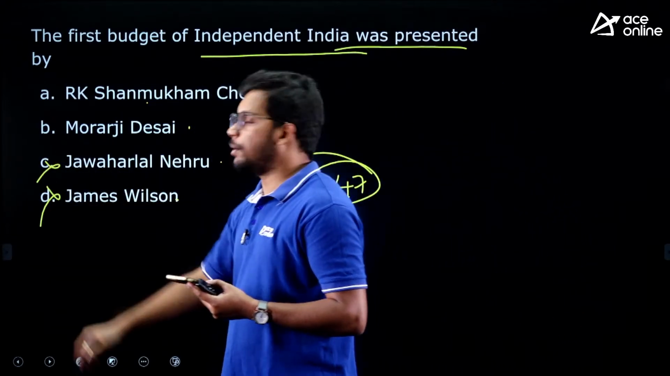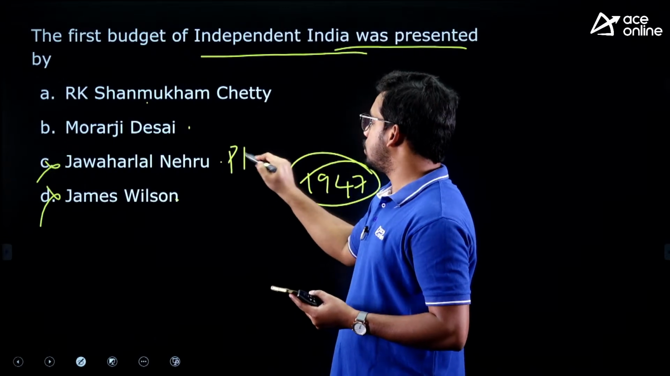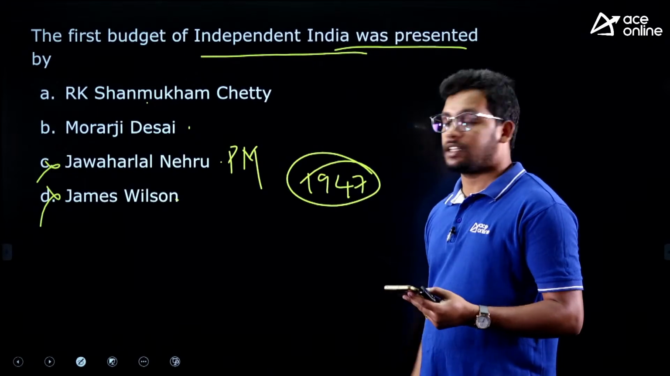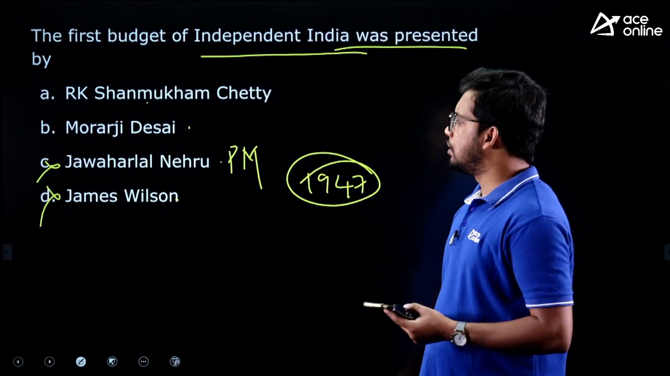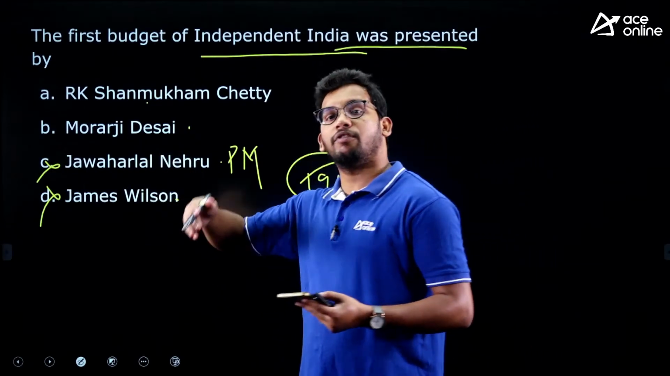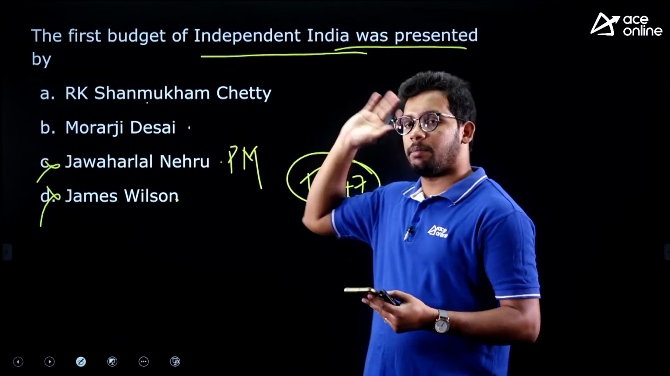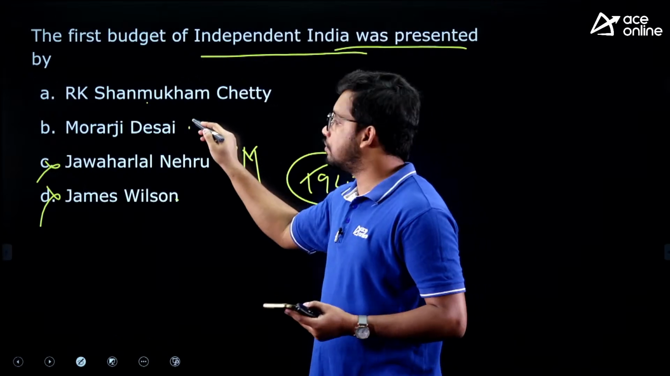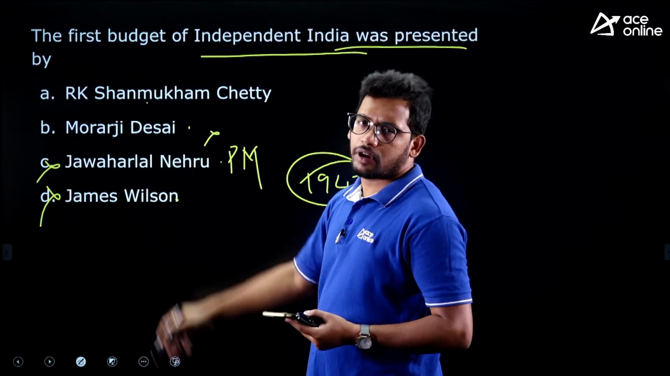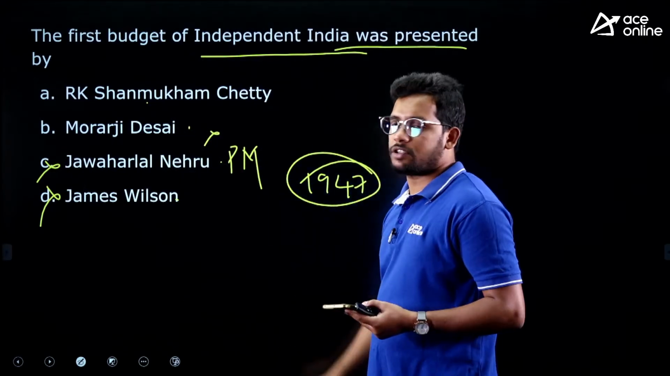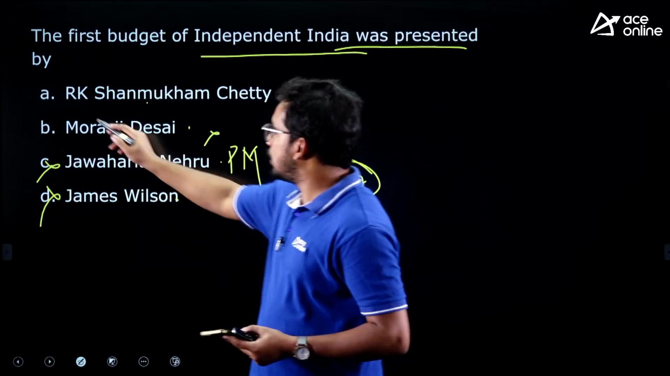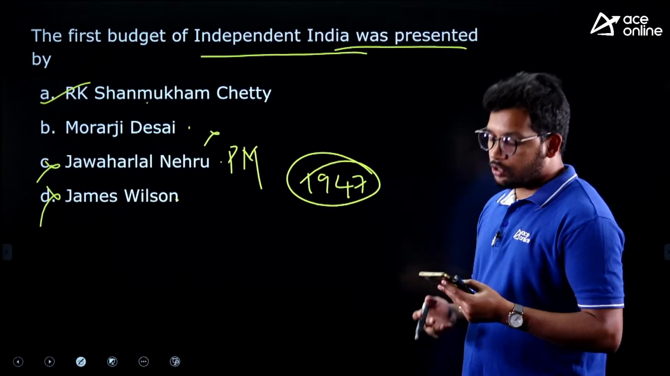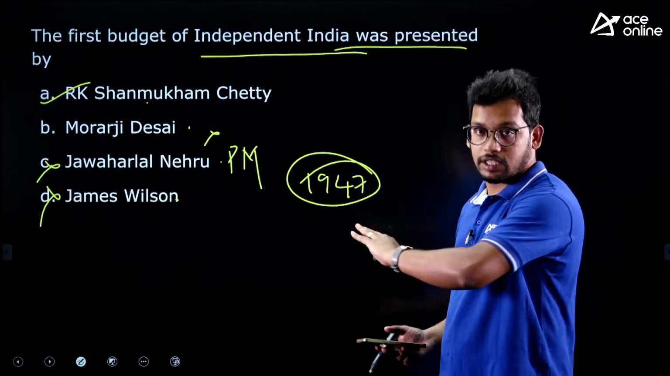Jawaharlal Nehru nowhere came into the budget because he's a PM. He is not finance minister, right? So Jawaharlal Nehru can also be eliminated. That's how you need to eliminate the statements. Now Morarji Desai came way back, right? He is the prime minister way back after 1977, right? So in 1979 he was the prime minister, and also before that he acted as a finance minister as well, so he is not the one. So the answer is R.K. Shanmugam Chetty. Yes, Jahnavi, you have answered it correctly, and we have discussed this very well.